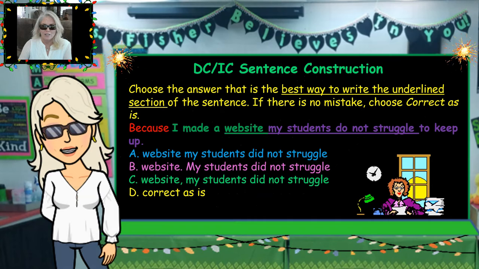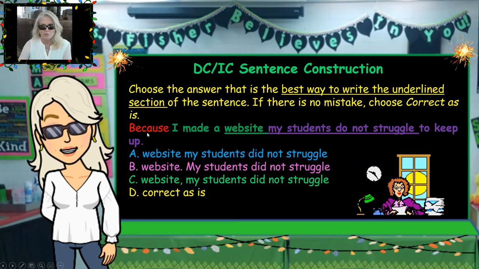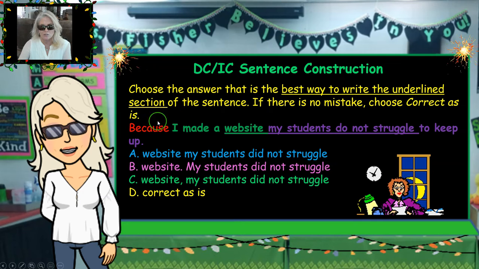All right, so let's try this. Choose the answer that's the best way to write the underlined section of the sentence. If there is no mistake, choose correct as is. Because I made a website, my students do not struggle to keep up. Remember, this is in the beginning of the sentence, so what do we have to do in the middle of the sentence?